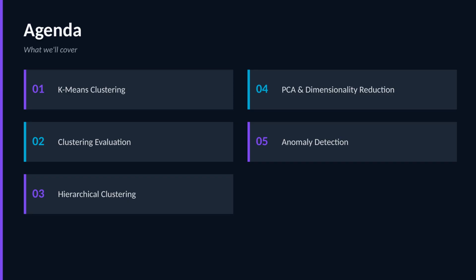Let's go. Here's the roadmap. 5 sections that build on each other. First, k-means clustering, the most popular algorithm for grouping data. Then how to evaluate clusters when you have no labels to compare against. Third, hierarchical clustering, a completely different approach that builds a tree of clusters. Fourth, PCA and dimensionality reduction, how to compress your data while keeping the important stuff. And finally, anomaly detection, finding the data points that don't belong.